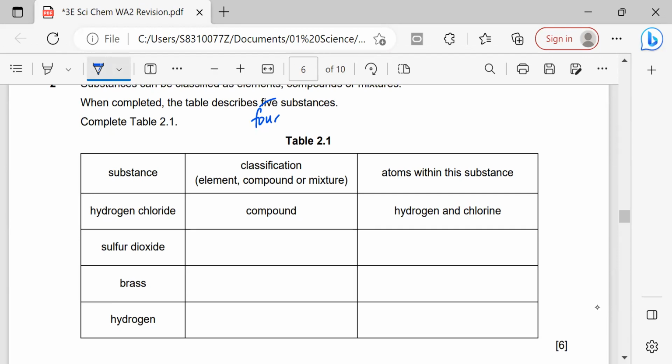Okay, this one is definitely a compound. Okay, because you have seen this before. Okay, I hope that you're also able to state the atoms that are within this substance. Now, for sulfur dioxide, the 2 elements that are featured will be sulfur as well as oxygen. And let's move on to the next one.